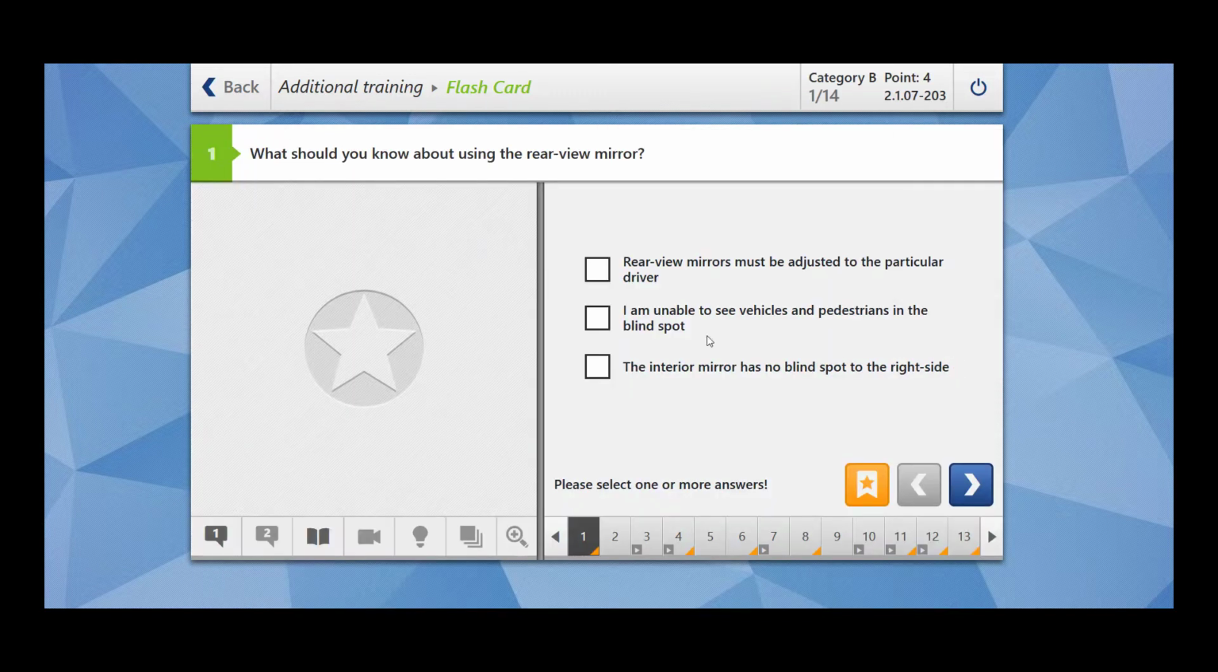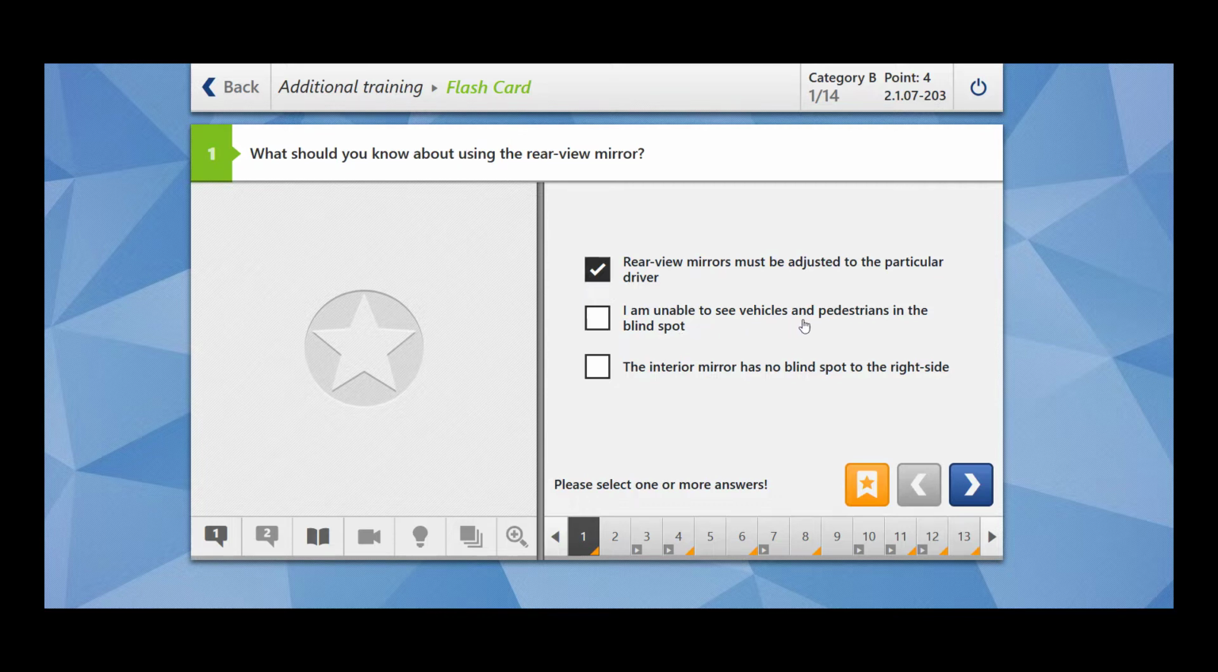Let's begin. What should you know about using the rear view mirror? So when you are using rear view mirror, what should you be aware of? Rear view mirrors must be adjusted to the particular driver. This is clear. Whenever you are starting to drive, you have to adjust your center mirror and rear view mirrors according to your sitting arrangement and your height.